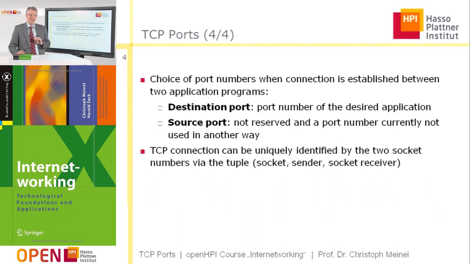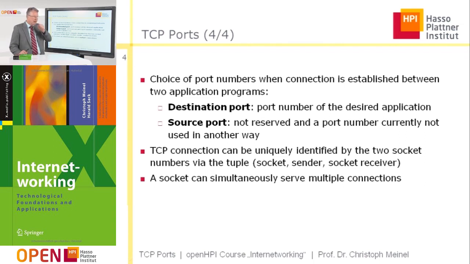In this way, TCP connections can be uniquely identified by the two socket numbers on the sender and on the receiver sides. And you remember, the socket number is the tuple consisting of the IP address and the port number. So the IP address and port number of the sender system, and the IP address and port number of the receiver system, and then the communication can go exactly between the two applications that want to use the internet for communication.